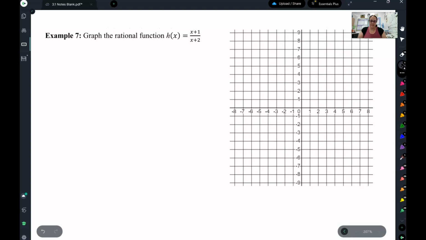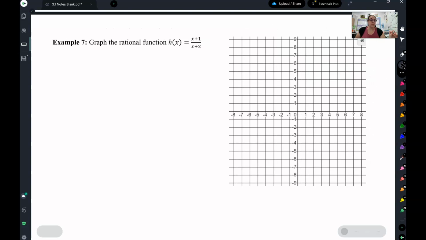Let's graph this last example. Now, here's how I'm going to have you do this one. We're going to write down the 5 things we need to find using the 5 rules that we have learned from this lesson.